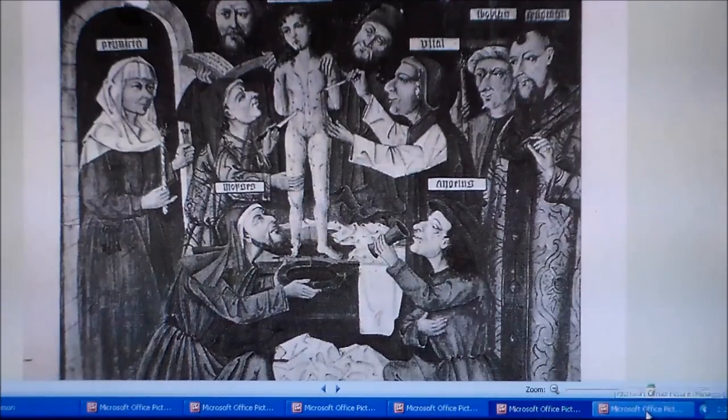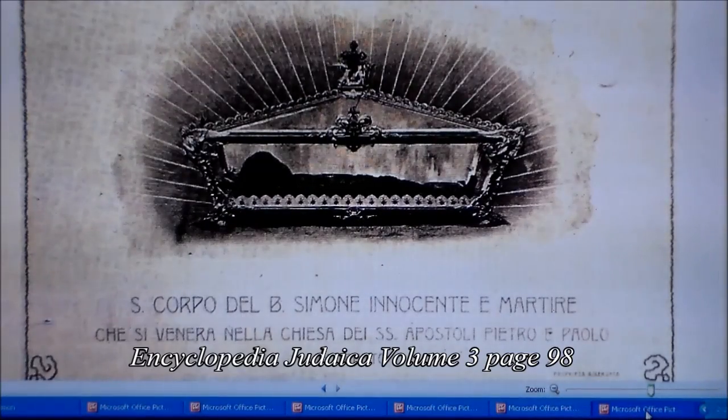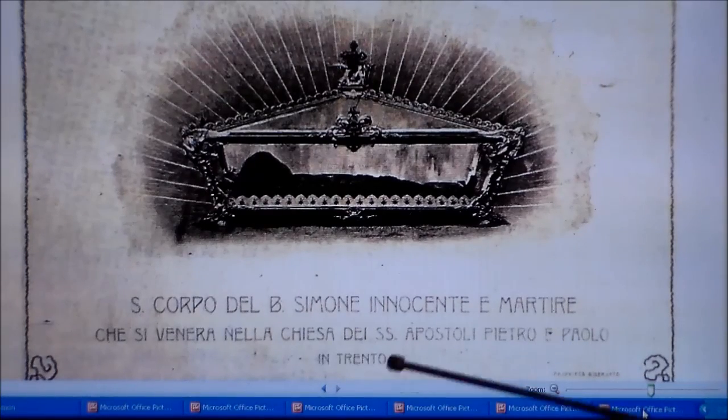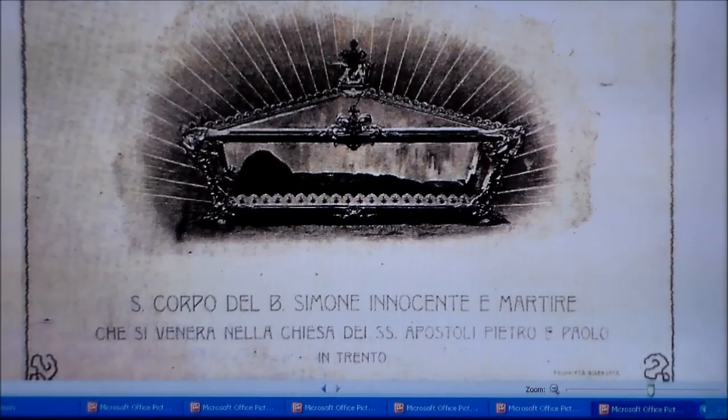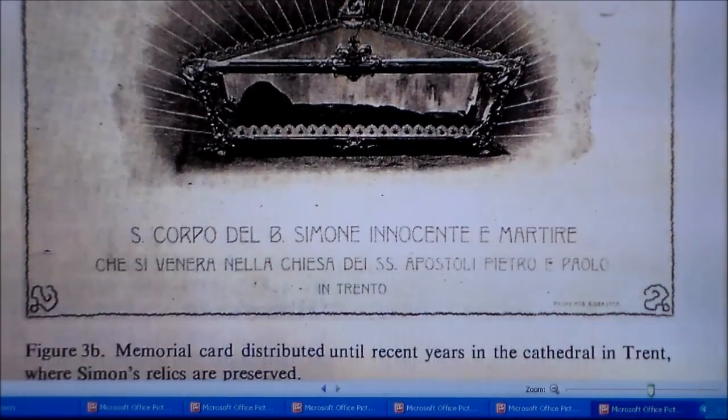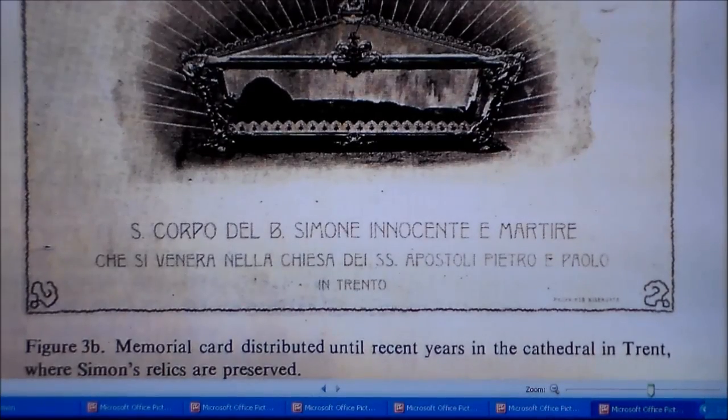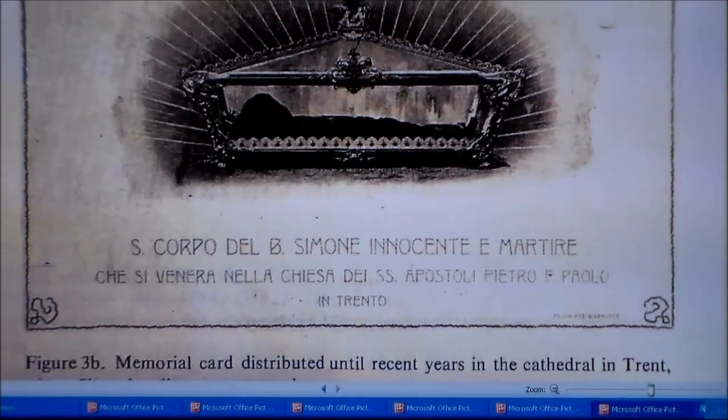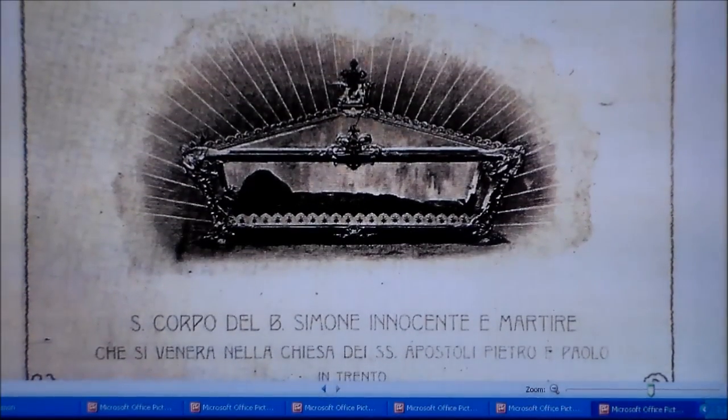Our next item comes from volume 3, again, page 98. The corpse of innocent Simon the Martyr in Trento. This was Simon's glass coffin that was venerated in Trent and put on postcards. Memorial card distributed until recent years in the cathedral in Trent, where Simon's relics are preserved.